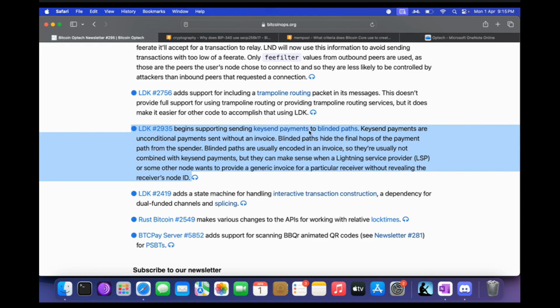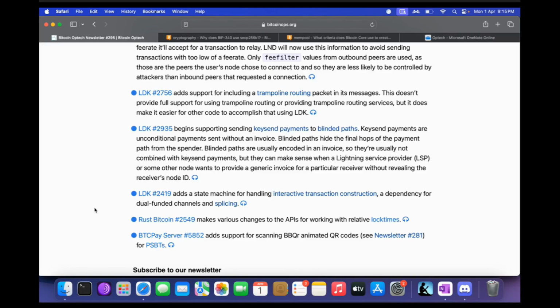This support is added using blinded paths. We've discussed what blinded paths are in preceding sessions. LDK PR number 2419 adds the state machine for handling interactive transaction construction, a dependency for dual-funded channels and splicing. We've discussed what dual-funded channels are in detail in many of our sessions, and we've also discussed what splicing is in the preceding two sessions.